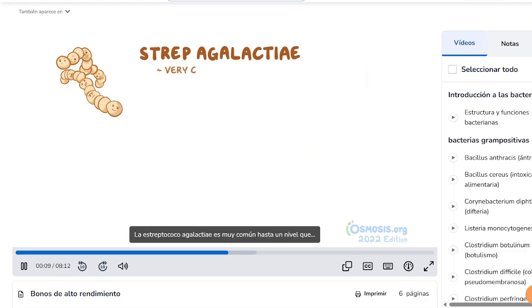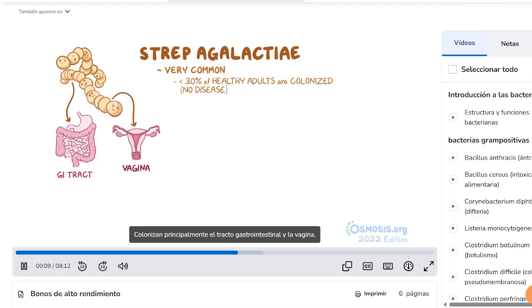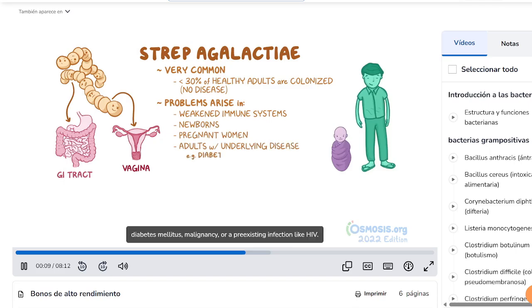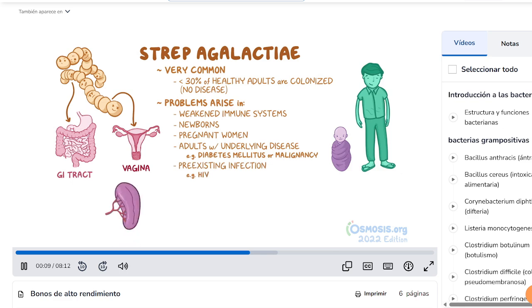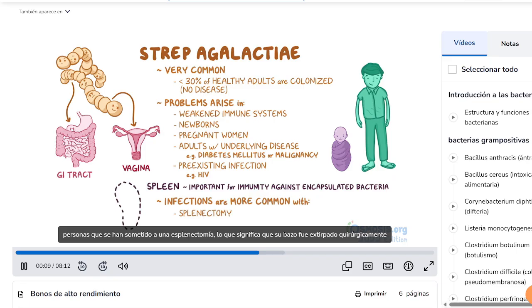Surprisingly, Strep agalactiae is very common, to a level that up to 30% of healthy adults are colonized by it, without causing any disease at all. They mostly colonize the gastrointestinal tract and the vagina. Problems arise in people with a weakened immune system, like newborns, pregnant women, and adults with underlying diseases like diabetes mellitus, malignancy, or a pre-existing infection like HIV. Additionally, since the spleen plays an important role in immunity against encapsulated bacteria, Strep agalactiae infections are more common in people who've had a splenectomy, meaning their spleen was surgically removed, or in those with sickle cell disease who have functional asplenia.